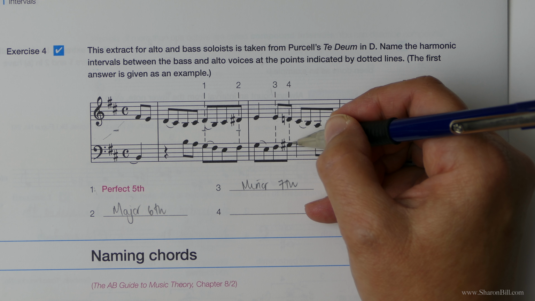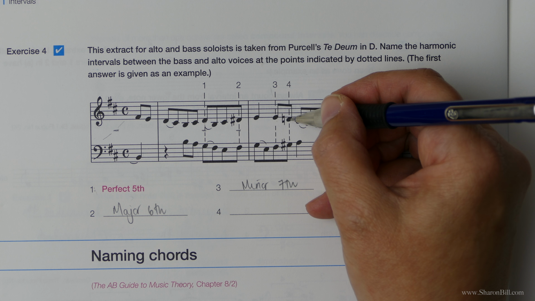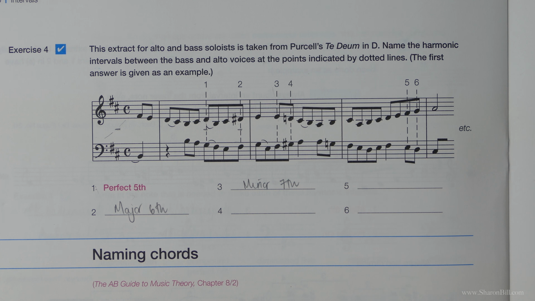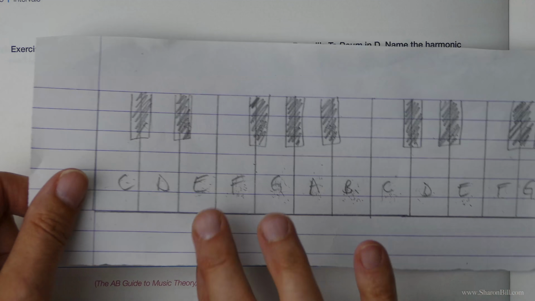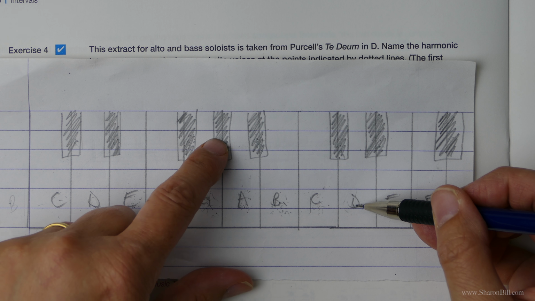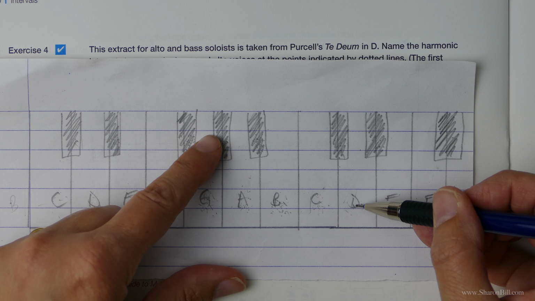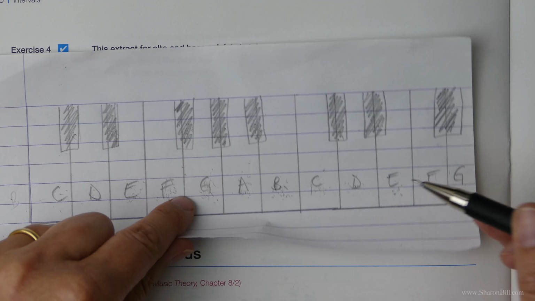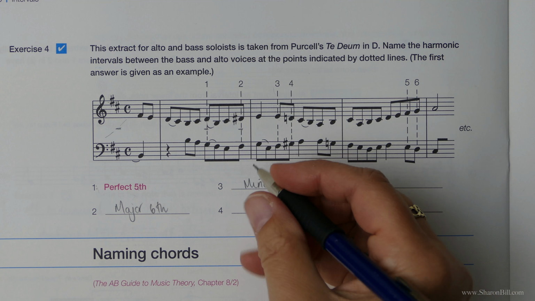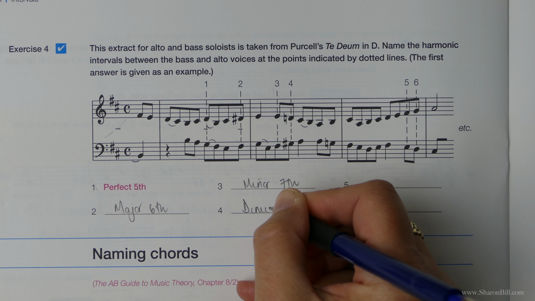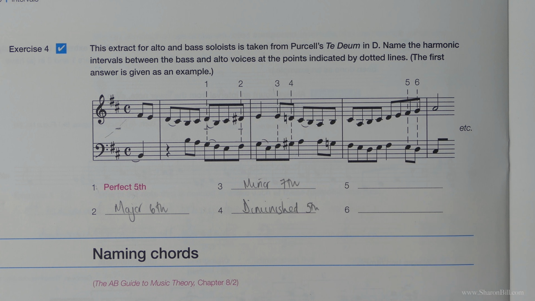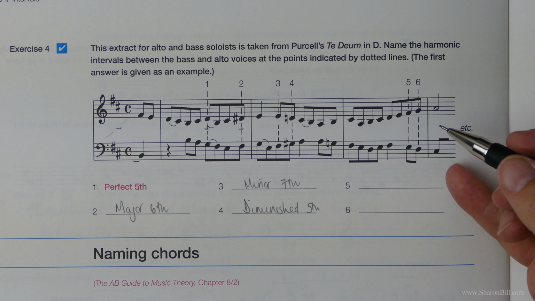So we know that G, A, B, C, D is a fifth. So we had a perfect fifth when it was G to D natural. However, we've raised that lowest note by a sharp, which means we've gone from perfect to diminished. So that's a diminished fifth. There we go.